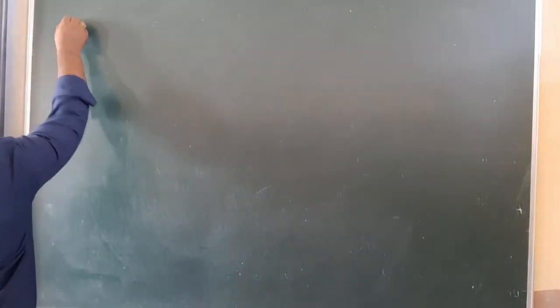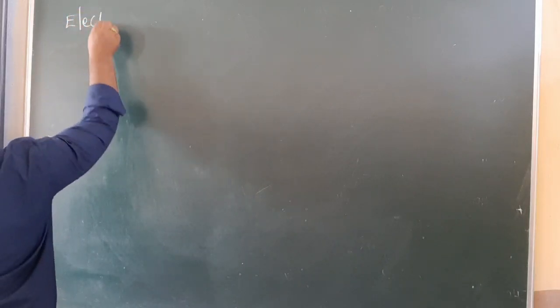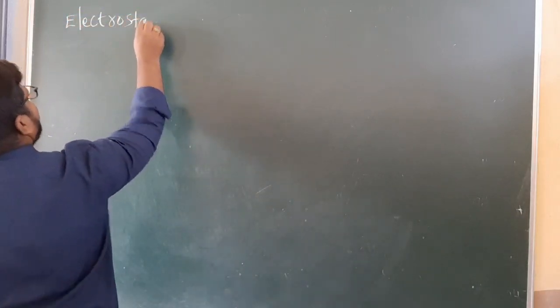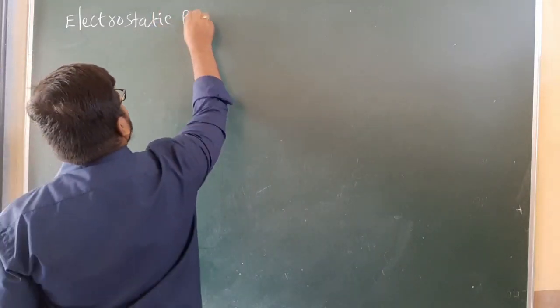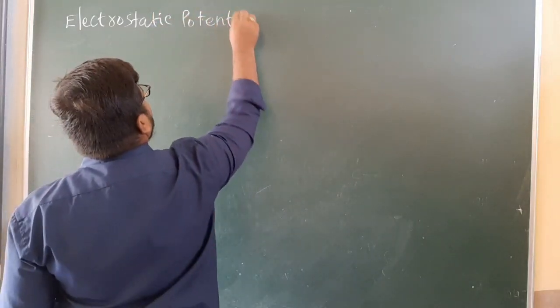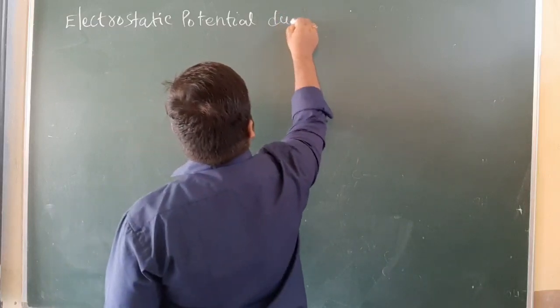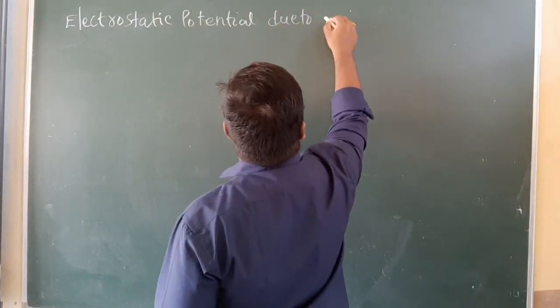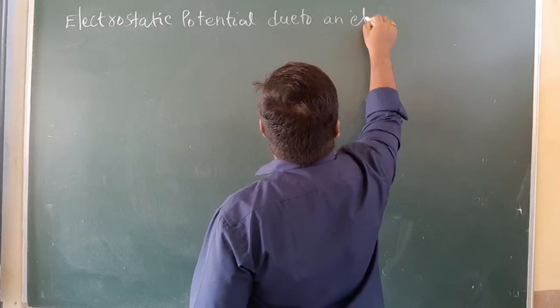Yesterday we discussed some content regarding the second chapter, that is electrostatic potential and capacitance, with the examples. And today we will discuss electrostatic potential due to an electric dipole.